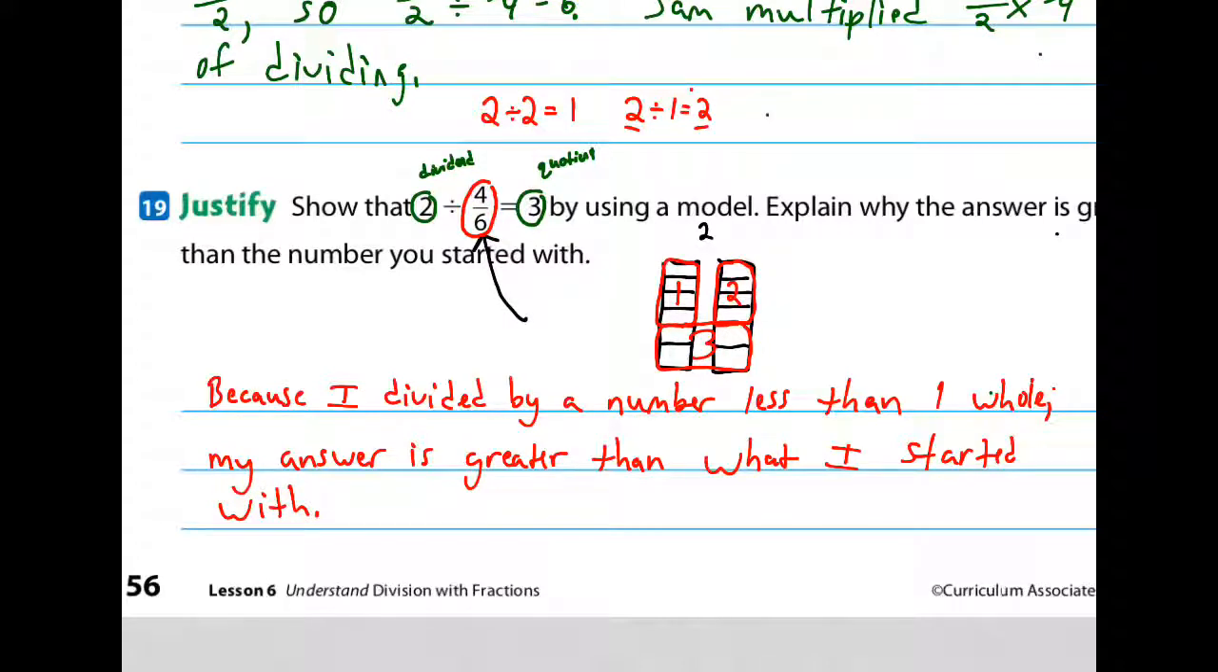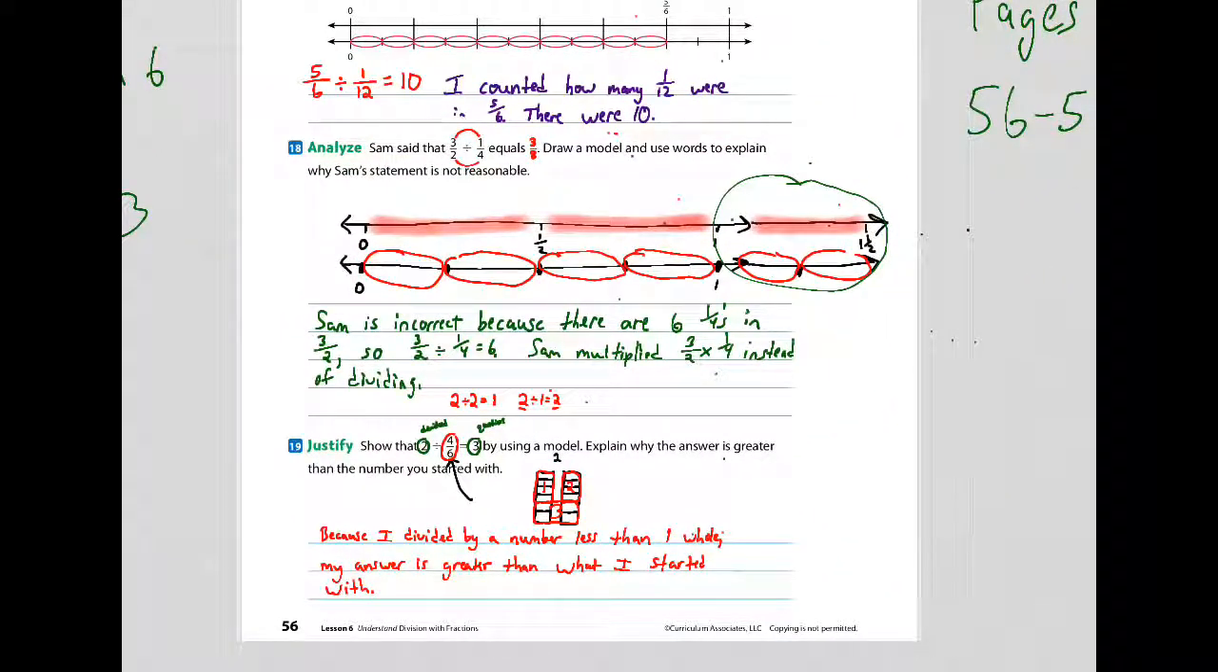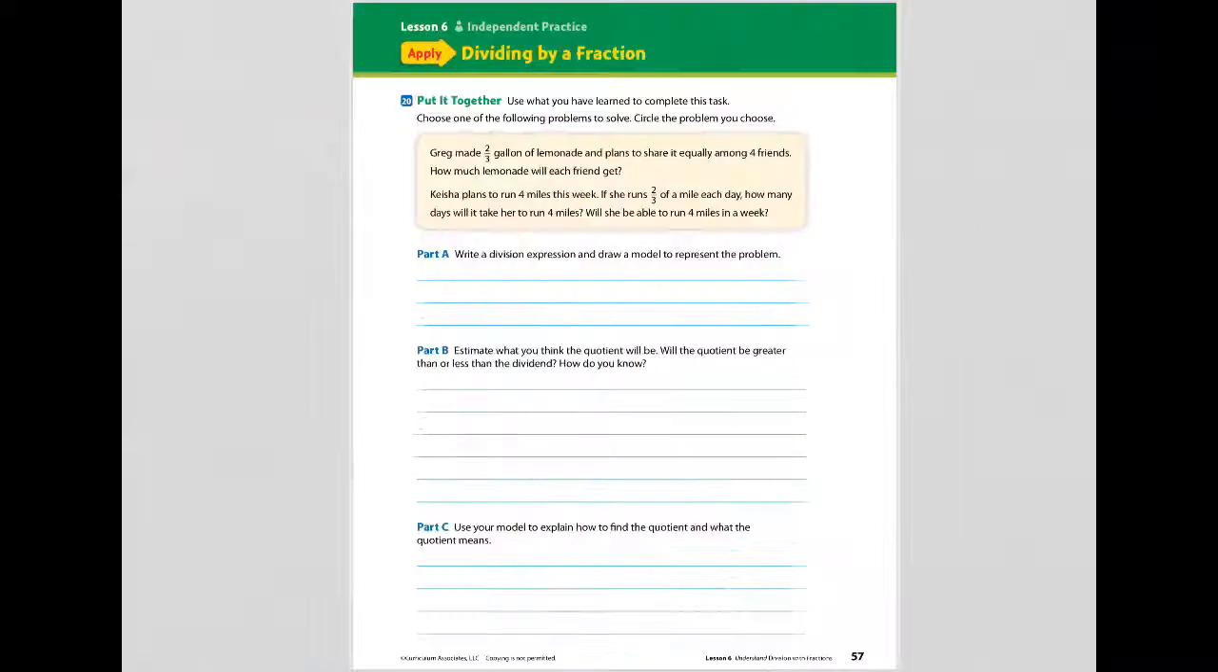Okay, so if you had it in your own words, that's fine. If you had it wrong, just make a correction. But pause the video if you need to go back and make any corrections. Remember, you can rewind the video and watch another part again. But now, we are moving on to page 57.